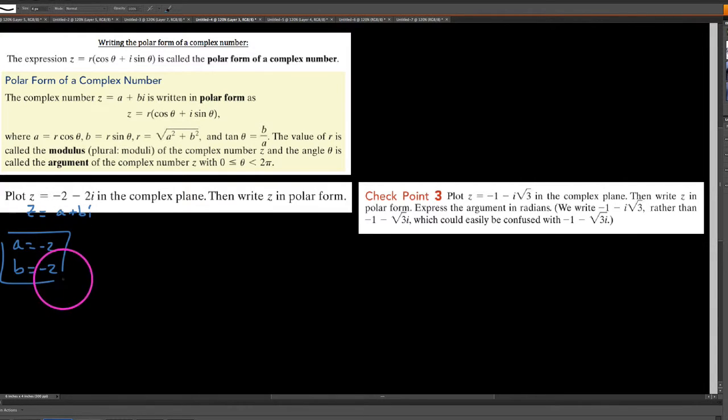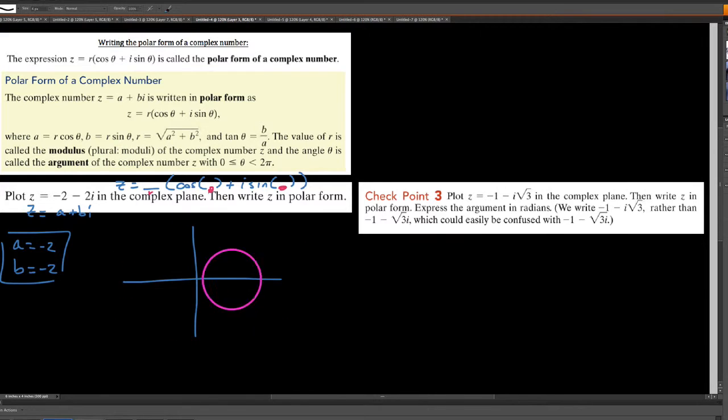What we want to do is go back and rewrite this so it says z equals r times the cosine of theta plus i times the sine of theta. And what I'm going to tell you is basically the two values we are lacking that we need are the values of theta and the value of r. And so let's go ahead and start with this.